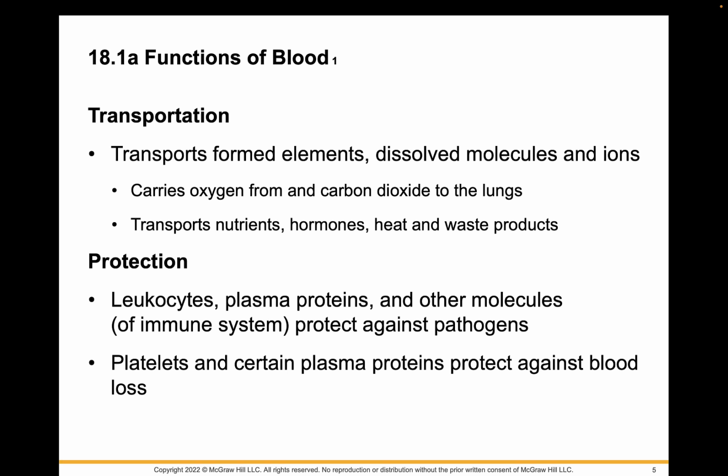Protection is a dual function. We have the white blood cells and plasma proteins, and they protect us against pathogens. So there is an immune function associated with blood. But also we have platelets and other plasma proteins that are protecting us from blood loss, and that is going to be a process known as hemostasis that we'll be introducing in a later screencast.